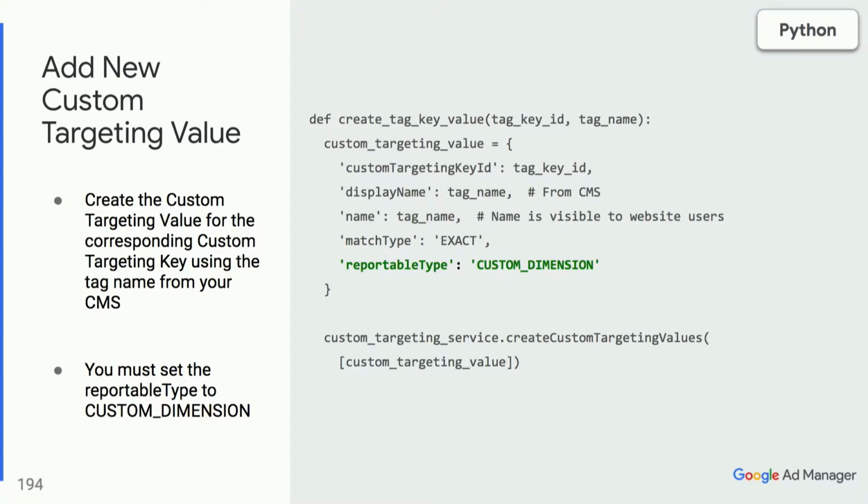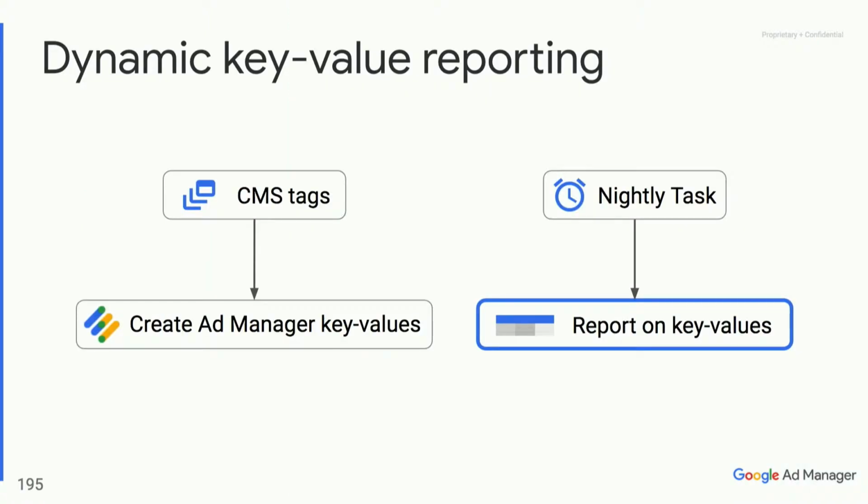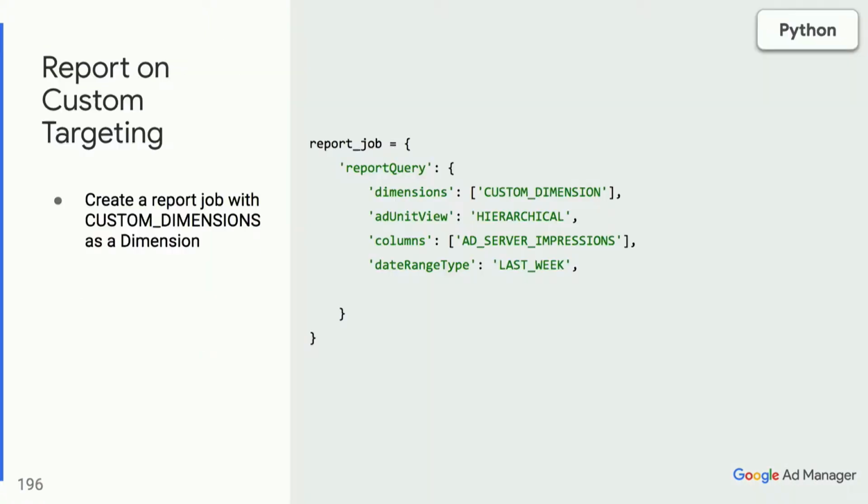And you should keep in mind that there are system limits with the number of custom dimension key values that you can have, so you should check that. There's a link in the resources to that Help Center article. So now let's look at how you actually run the report.